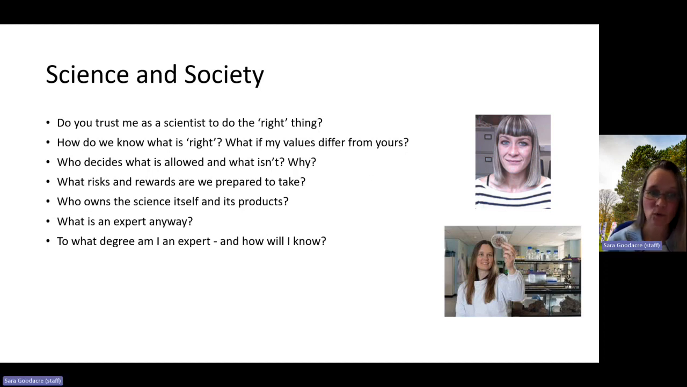Ultimately, who decides what is allowed and what isn't? And often that comes down to priorities. So where does the money go? Who is funding the science that is taking place? Who is taking the risks and who is taking the rewards? And whilst we're at it, who owns what comes out of the science, whether it's scientific insights or an actual product? And what is an expert anyway?